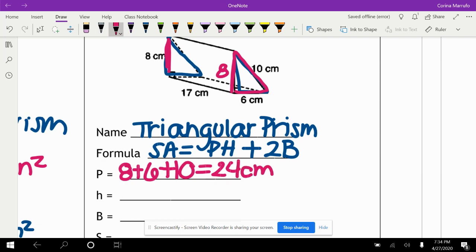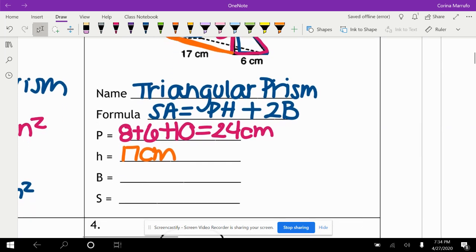Then our height. So we need to imagine if I were to take this triangular prism and stand it up like it's supposed to. So we stand it up on its base. This would be the height of the prism. So the height would be 17 centimeters. So we have to use our imagination a little bit.